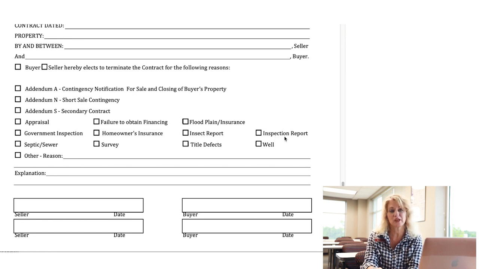Inspection report, we've talked about that at length. Please give the seller the opportunity to perform repairs on that inspection response. If no agreement is made, then according to the terms of the contract, the buyer and seller can move forward then to a termination. Septic and sewer, again, that's on the inspection response. That's a legal reason to terminate. Discrepancies in the survey, title defects, issues with the well.